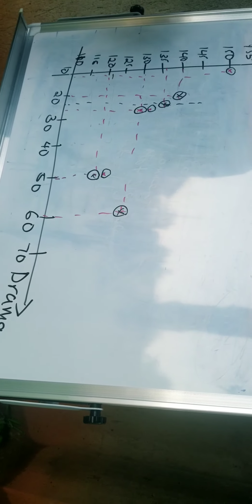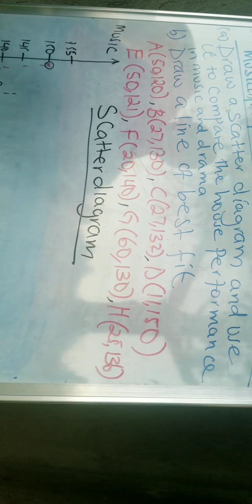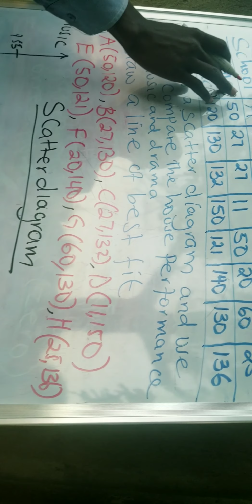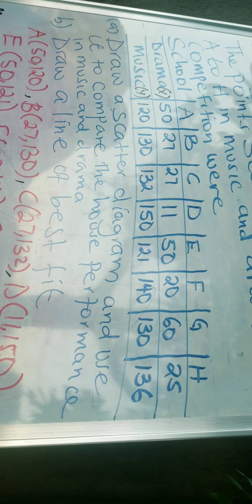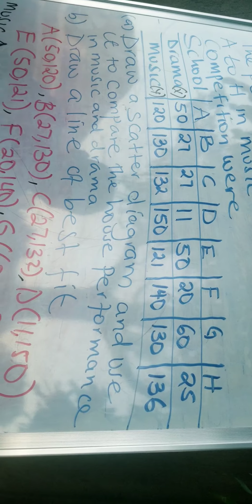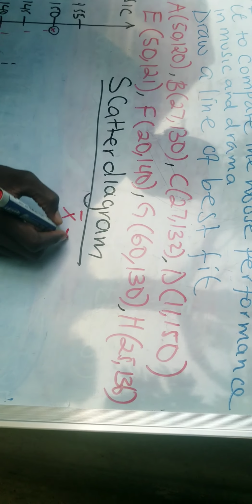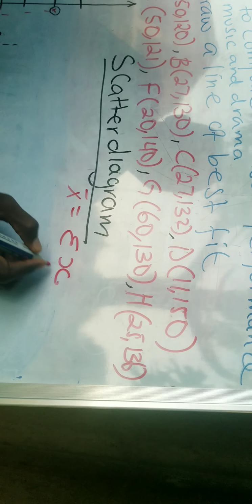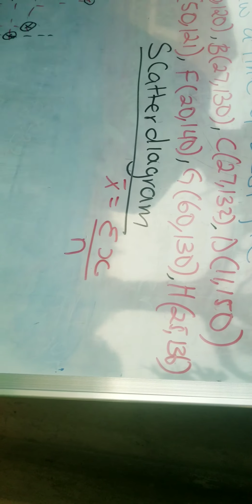Now, to draw a line of best fit, what we do is get the average value of the x values and of the y values. To get the average value, we can call it x bar. It is going to be the sum of x values divided by the number of values.